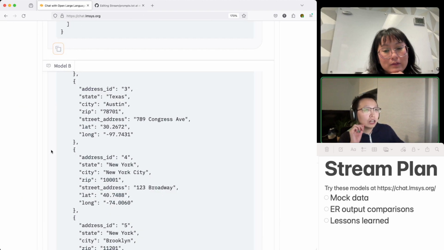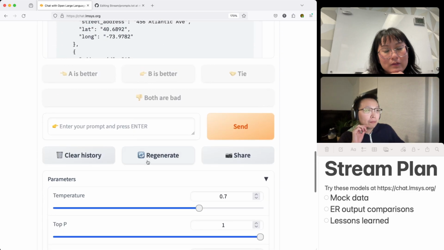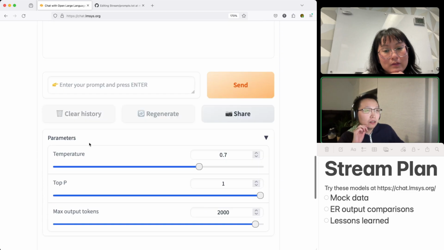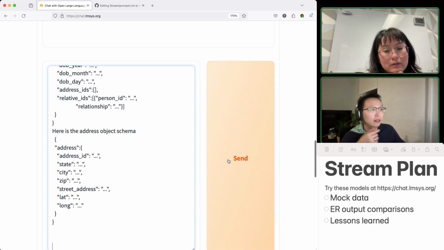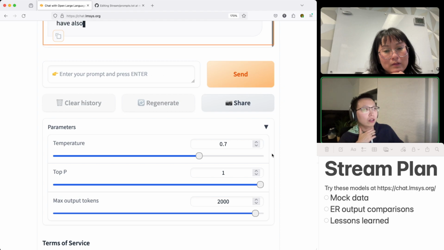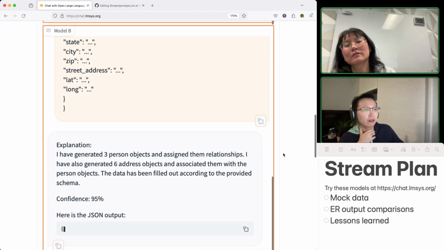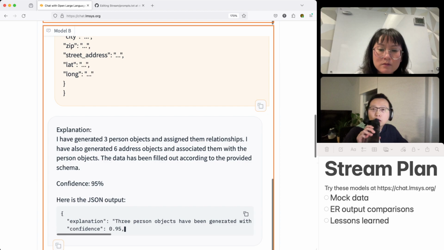Yeah, asking it to generate the relationships first might be better, so that it kind of knows ahead of time what it should create, right?